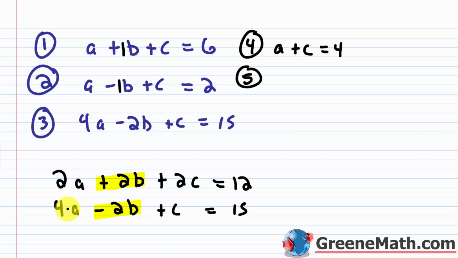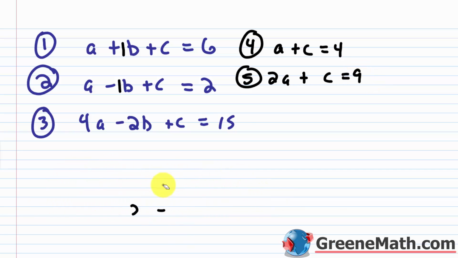So 2a plus 4a is going to give me 6a. These again are going to cancel. 2c plus c is going to be 3c. And then 12 plus 15 is going to give me 27. Now each part here is divisible by 3. 6 divided by 3 is 2. 3 divided by 3 is 1. 27 divided by 3 is 9. So let's erase this.